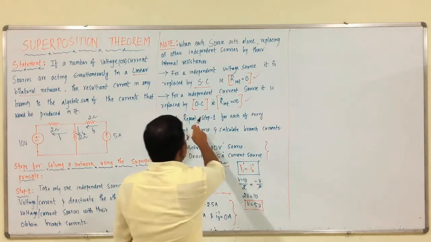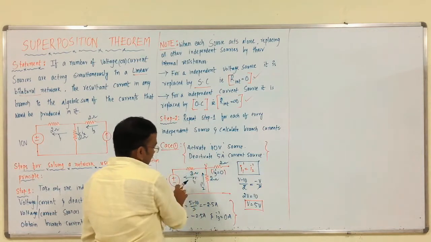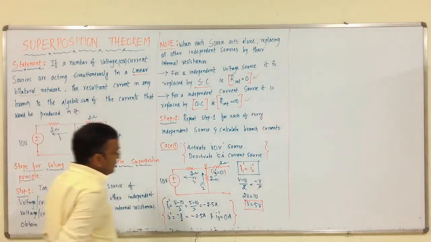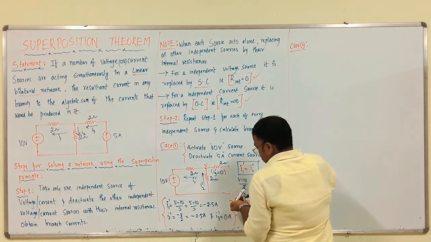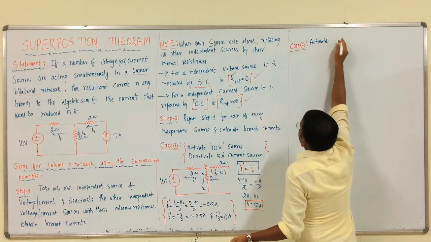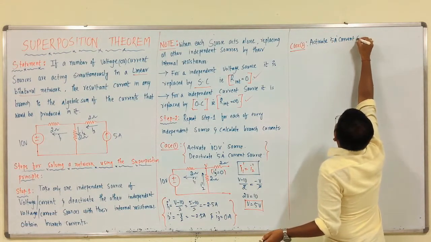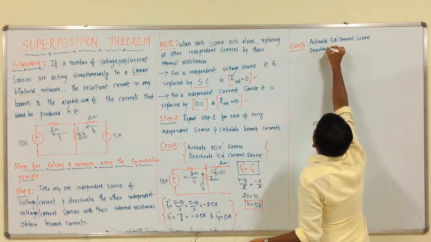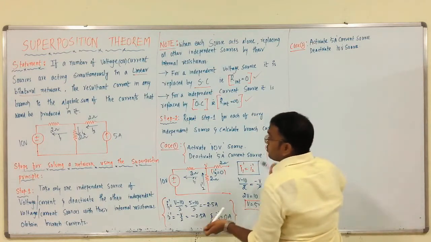Now, what is step 2? Repeat step 1 for each and every independent source. So, the 10 volt source was activated, and this part is completed. Now, it is time for the 5 ampere current source, that is case 2. What is case 2? Activate the 5 ampere current source, deactivate the 10 volt source. That is it. Then the circuit becomes what?